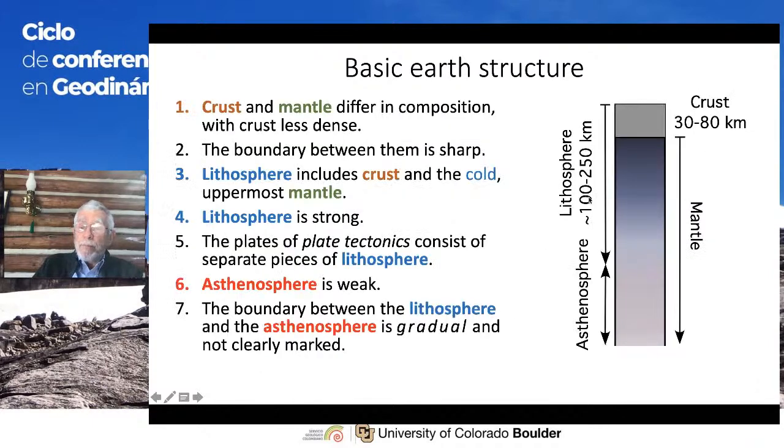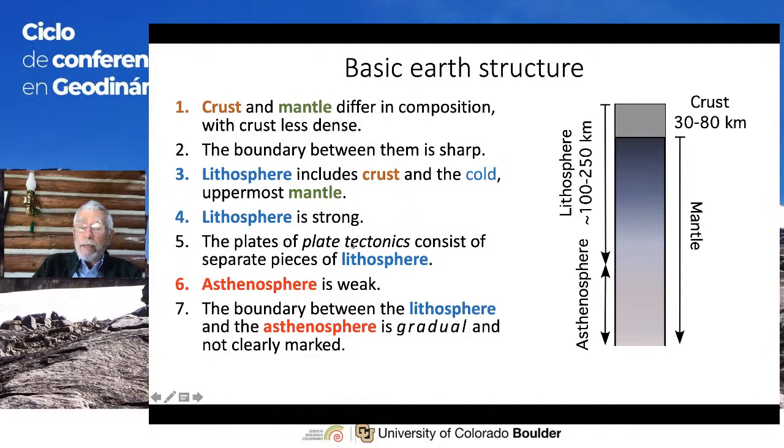And one last simple introduction. The crust and the mantle differ in composition. The crust is less dense. The crust has more of the lighter elements like aluminum, sodium, potassium than the mantle. Mantle is more iron rich. The boundary between them is sharp, possibly as little as 10 meters in places, but maybe kilometers in others, but still sharp. The lithosphere includes both the crust and the cold uppermost mantle, and so it's strong.